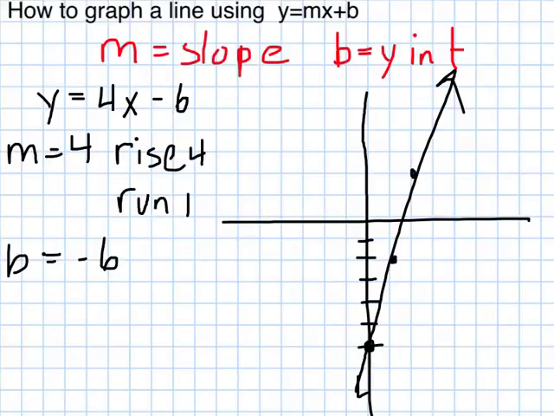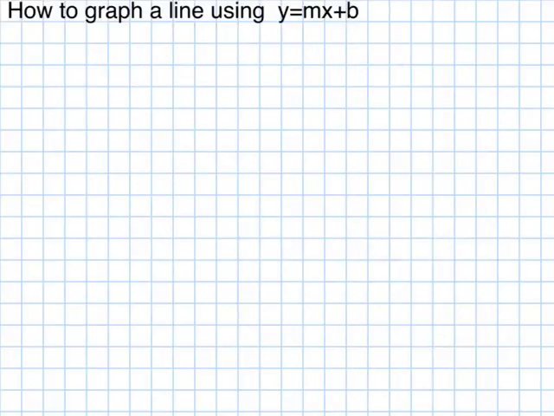So you just find your slope and your y-intercept. You plot your y-intercept on the y-axis. So this is the y-axis here. And then from that point, you use your slope. So our slope was rise 4, run 1. So the only time this can get a little tricky is when you don't have your equation in the form y equals mx plus b.